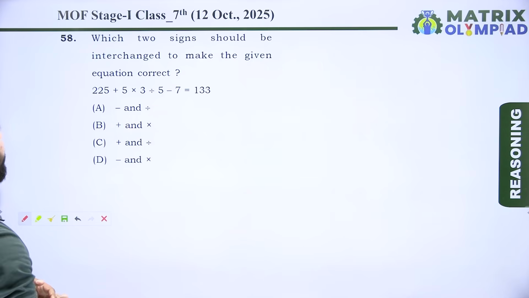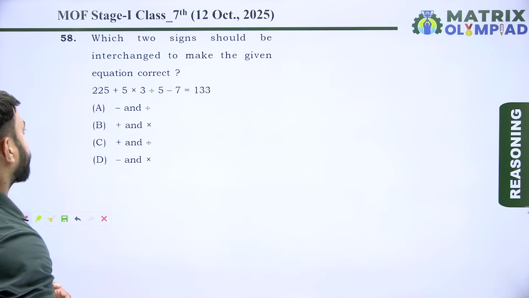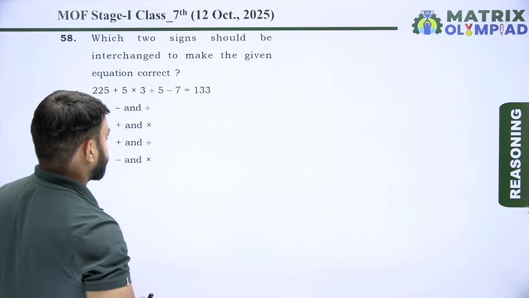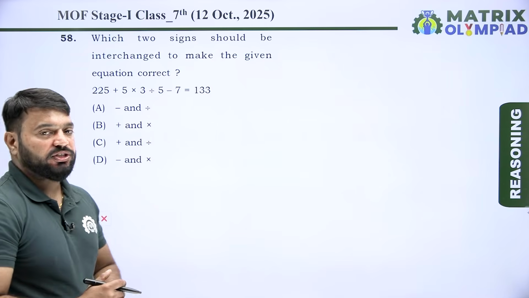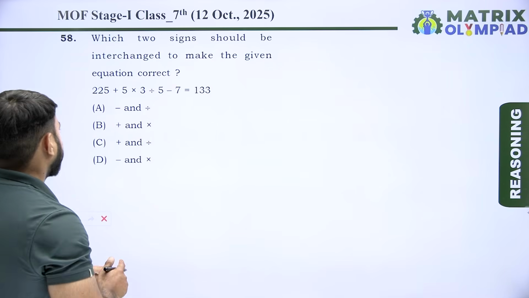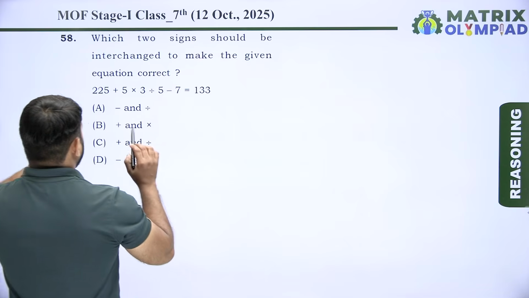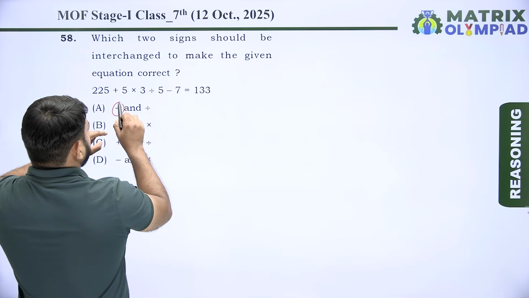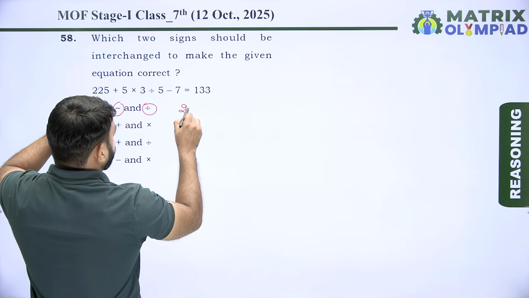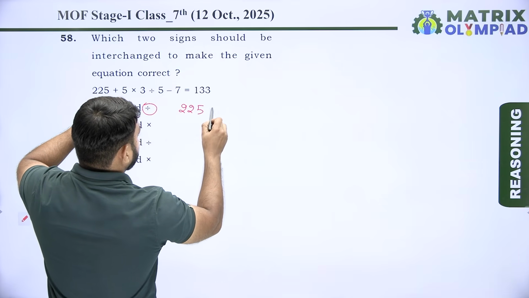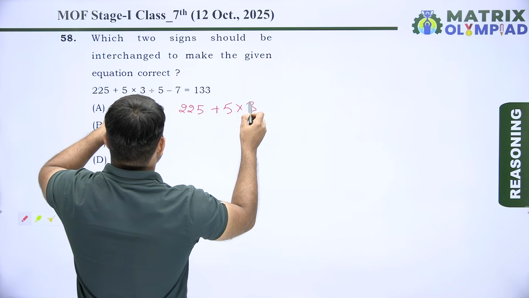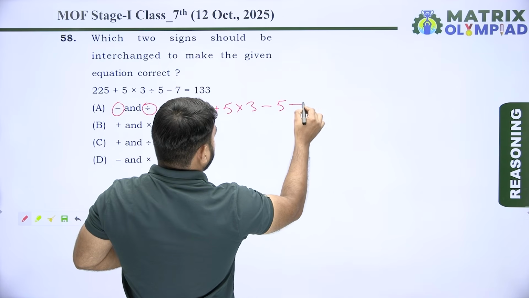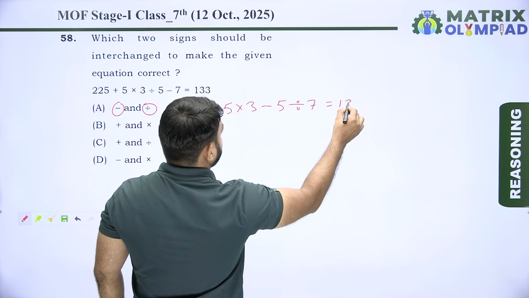Which two signs should be interchanged to make the given equation correct? So the equation is 225 plus 5 multiplied by 3 divided by 5 minus 7 is equal to 133. In these questions, take the options one by one and then check which one will follow correctly. So now first taking option A. According to option A, interchange the minus and divide. So the equation is 225 plus 5 multiplied by 3, divide, it means minus 5, minus it means divided by 7 is equal to 133.